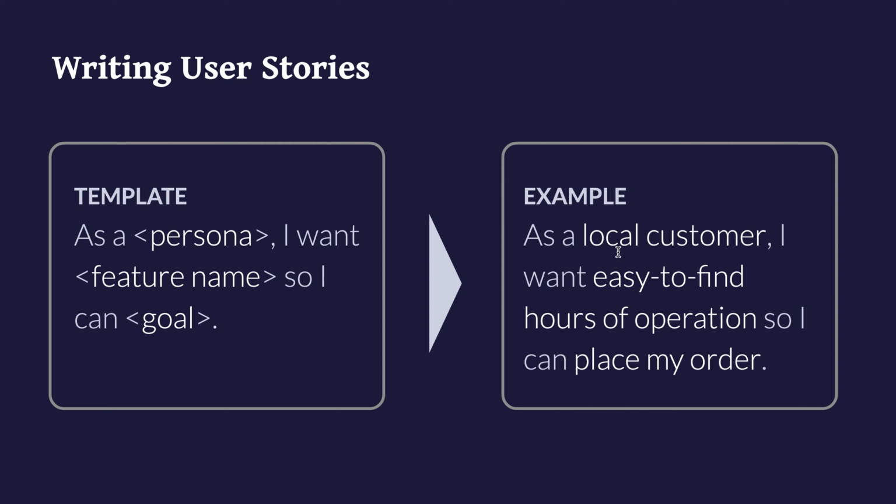And here's an example. As a local customer, that's the type of persona, I want easy to find hours of operation, that's the name of the feature, so I can place my order. That's the goal. As a local customer, I want easy to find hours of operation so I can place my order. That is a user story.